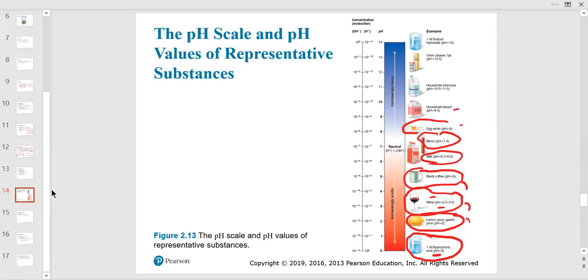Bleach, very alkaline. Ammonia, NH3. And a lot of the cleaners, right? A lot of the strong chemicals are more basic. Lye, like we use for soap, is also alkaline, and they use it for straightening hair out in salons. So sodium hydroxide is a pH of 14, extremely basic. And please, this is something that's just in the laboratory.